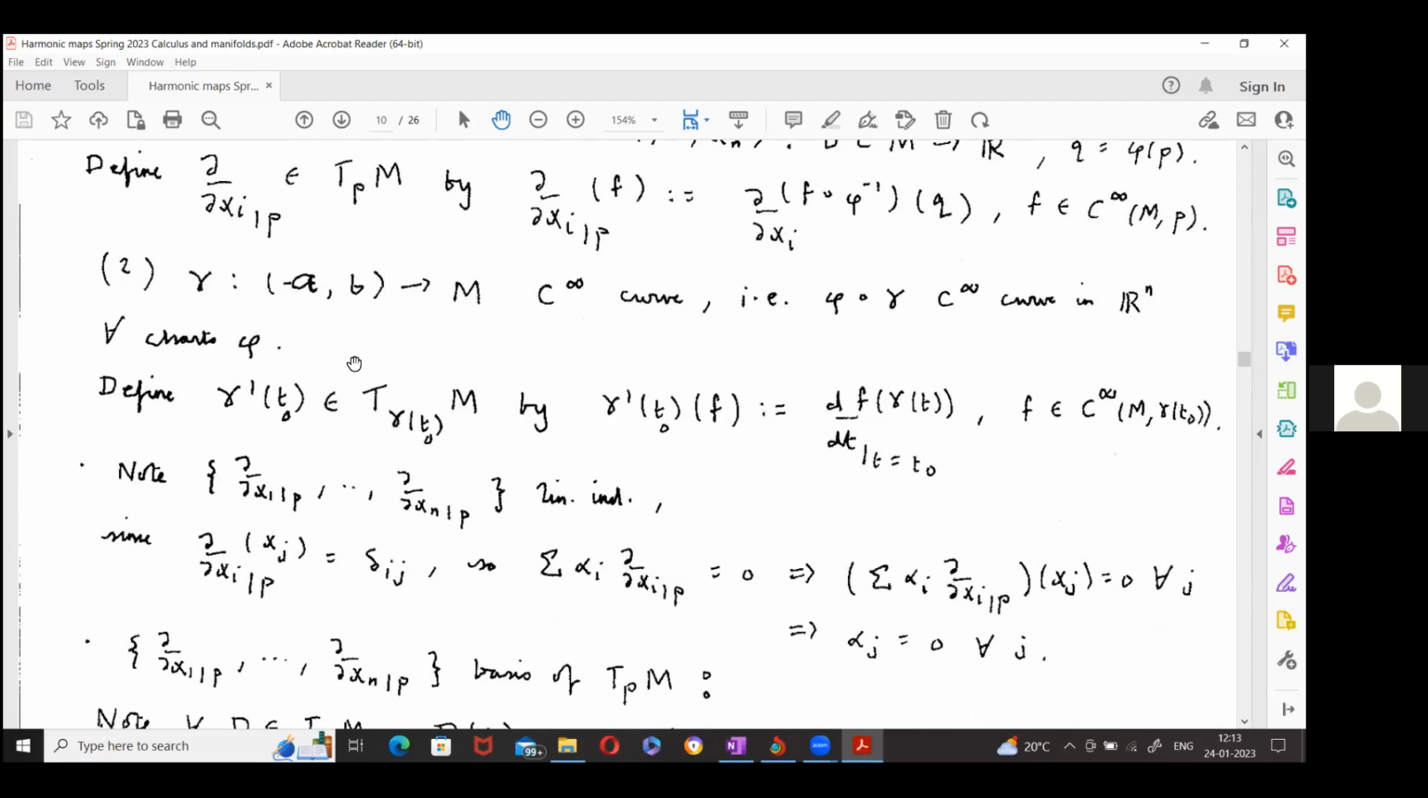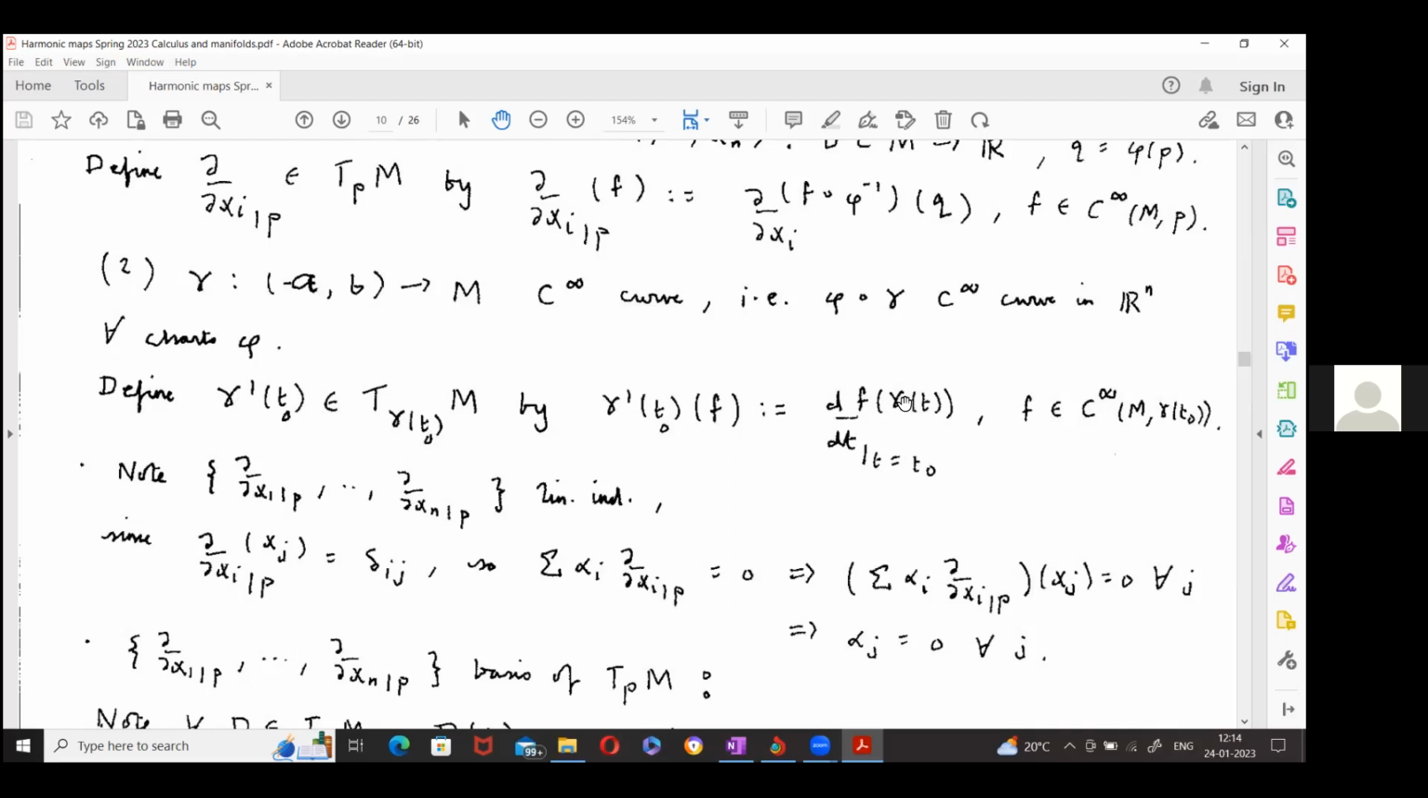Then if I take a t naught in the interval of definition of gamma, I can define a tangent vector to the curve, gamma prime t naught. This is going to be an element of the tangent space at gamma t naught. So how is this defined? Gamma prime t naught acting on a germ of smooth function f near gamma t naught is defined to be nothing but d/dt at t equal to t naught of f of gamma t.